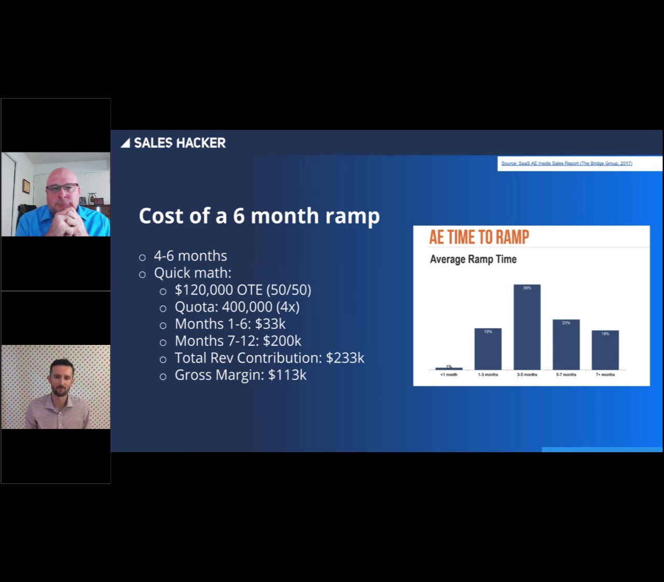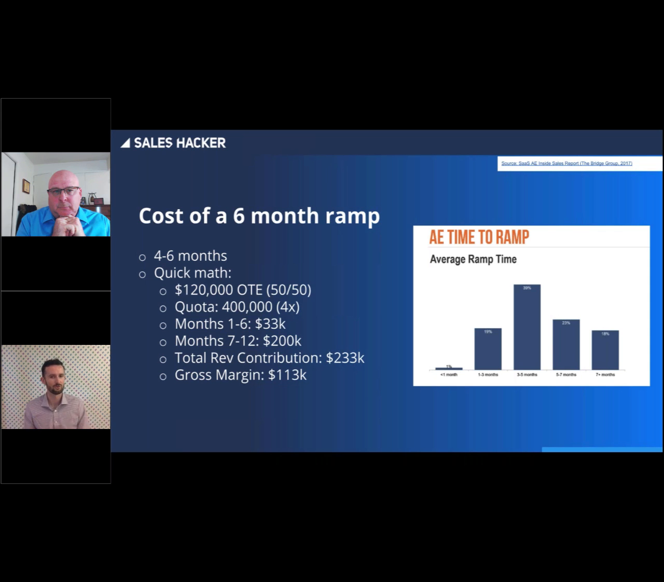That is basically to say that there is not one perfect recipe here. But I did a little bit of quick math on the actual cost to the business of a 6-month ramp. If we look at that 5 to 7 months, 25% of the overall participants fell into that bucket. So let's say we have an AE who has $120,000 OTE, split 50-50. Their quota is 4x their OTE, so it's a $400,000 annual quota, and it takes them 6 months to ramp.